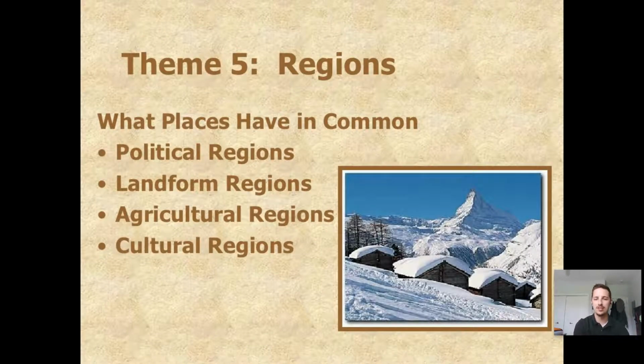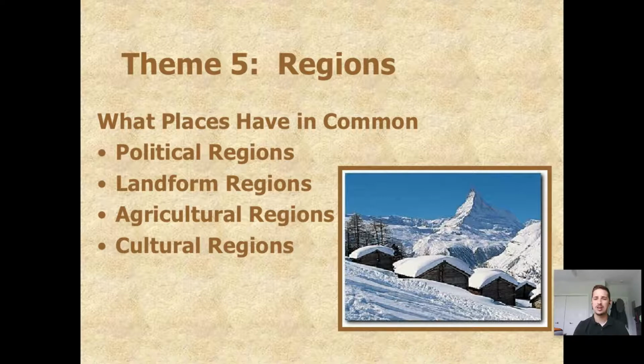Number 5, so the last of the 5 themes today is regions. So regions are always talking about what places have in common. They can be political regions. Historically, the southeastern part of the United States has been pretty conservative, right? So we are a politically conservative region, or at least we have been historically, if we look at our election history.